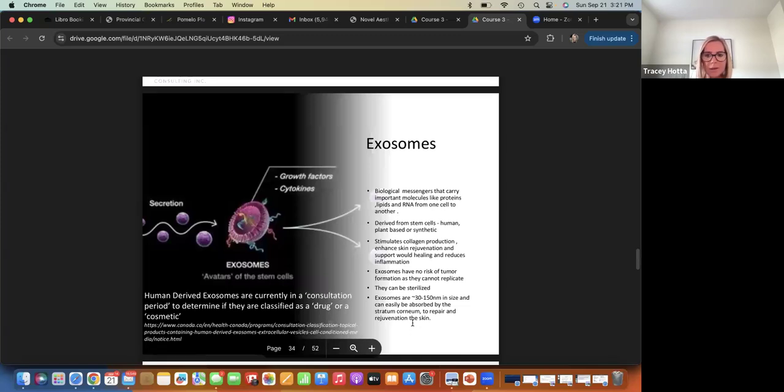We carry plant-based in our clinic. Human-derived exosomes are currently in a consultation period with Health Canada to determine if they should be classified as a drug or cosmetic. So for the time being, human-derived exosomes are not generally recommended at the moment. But exciting things to come, I think, with exosomes. So yeah, stay tuned.